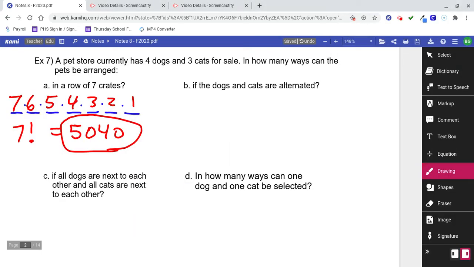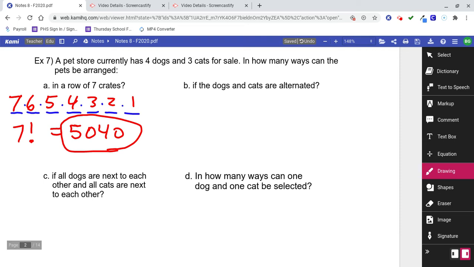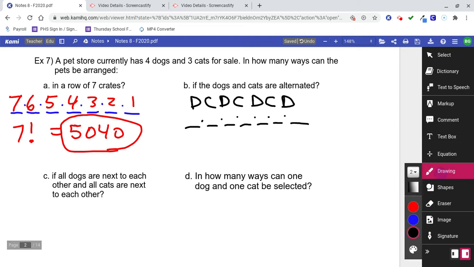Part B, what if the dogs and cats are alternated? So I want you to get in the habit of drawing it out, okay? Some people will resist and it'll get kind of difficult, but think about it. If that is true, then it has to go dog, cat, dog, cat, dog, cat, dog. It has to be like that. There's 4 dogs and 3 cats, so if you're going to fill up the 7 crates and alternate like that, it has to be that way. First one has to have a dog, second one has to have a cat, okay? So think about it like blanks. If you know that a dog has to be first, how many choices are there to pick a dog in that first crate? 4.